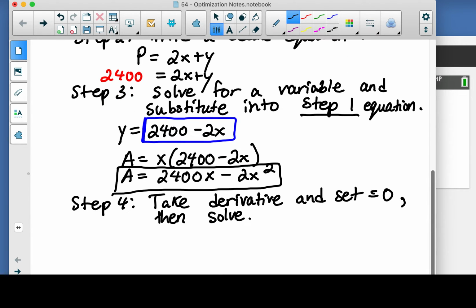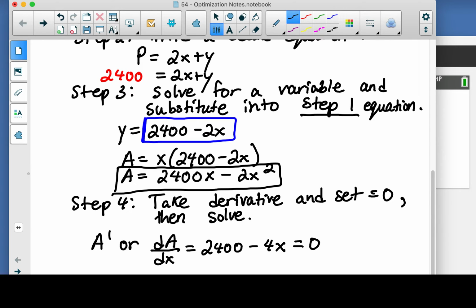There are different ways you can write notation for this. You can write A prime, or you can write dA over dx is equal to. Our derivative for this will be 2400 minus 4x. What you'll notice is the derivatives will be some of our normal power rules. Occasionally we'll get some fractions in here, but for the most part, mainly power rule derivatives. It's setting up the equation that's going to be the harder part initially.